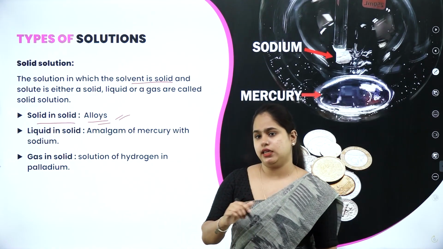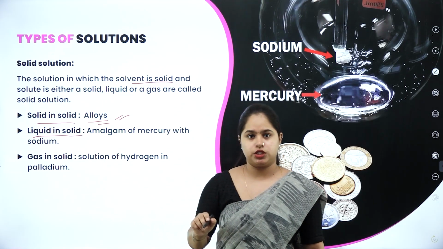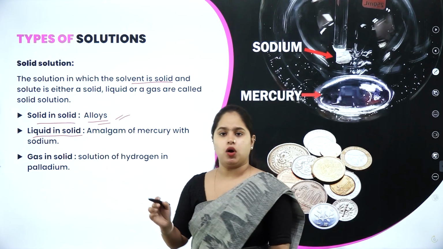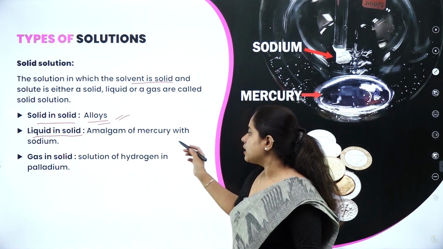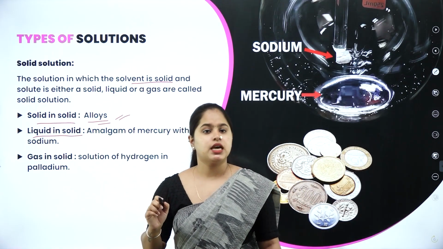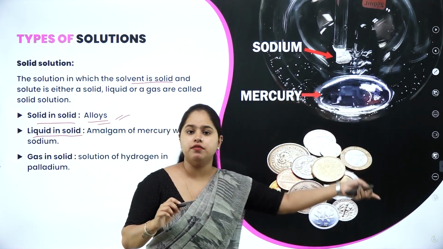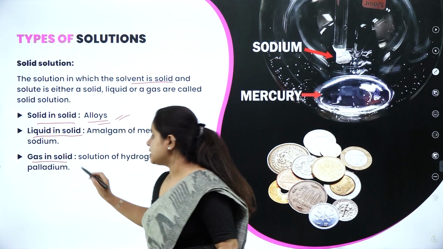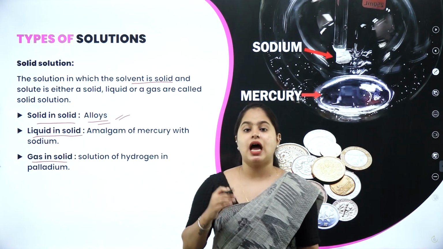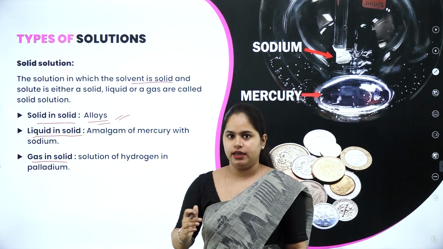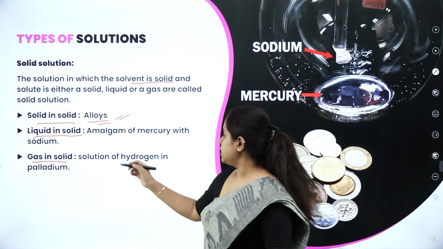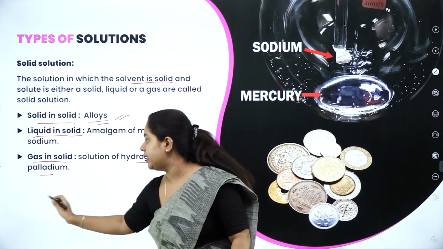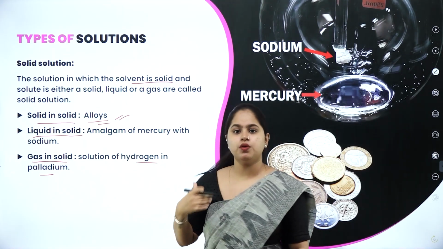Now, if the solute is a liquid, we obtain liquid in solid solution. That is, the solute is liquid, but the solvent is still solid. An example for it is the amalgam of mercury with sodium. Moving on to the third one, that is gas in solid. That is, the solute is a gas and the solvent is again solid. The example for it is the solution of hydrogen in palladium. In this case, the palladium is solid and the hydrogen, as you know, is a gas.